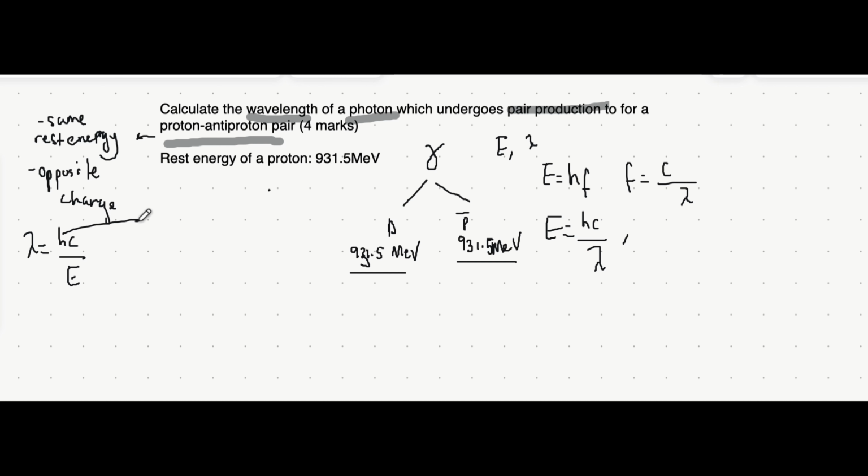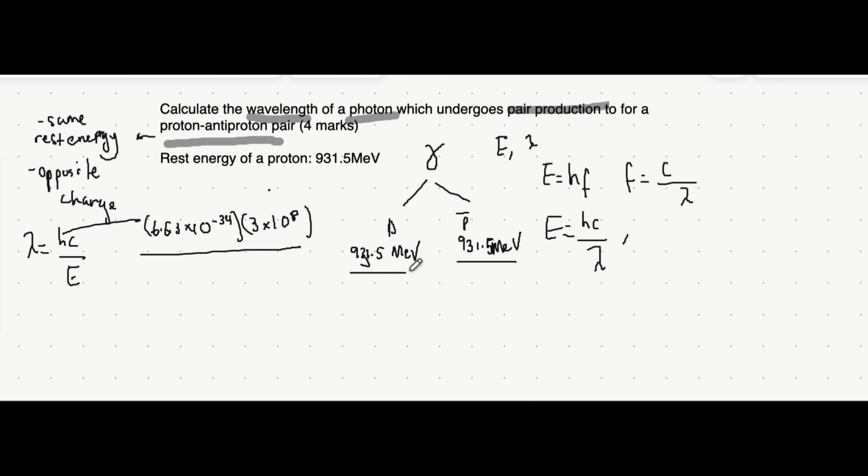H is a constant given to you in an exam, it's Planck's constant, so I'm just going to write that out as a value of 6.63 times 10 to the power of minus 34. Sorry for my handwriting, by the way, I'm still getting used to this new whiteboard. C is the speed of light, because we know that photons travel at the speed of light. That's 3 times 10 to the power of 8. And we're dividing all of that by the combined energy of the proton and antiproton pair, because this photon has to have at least the combined energy of these two to produce these two.